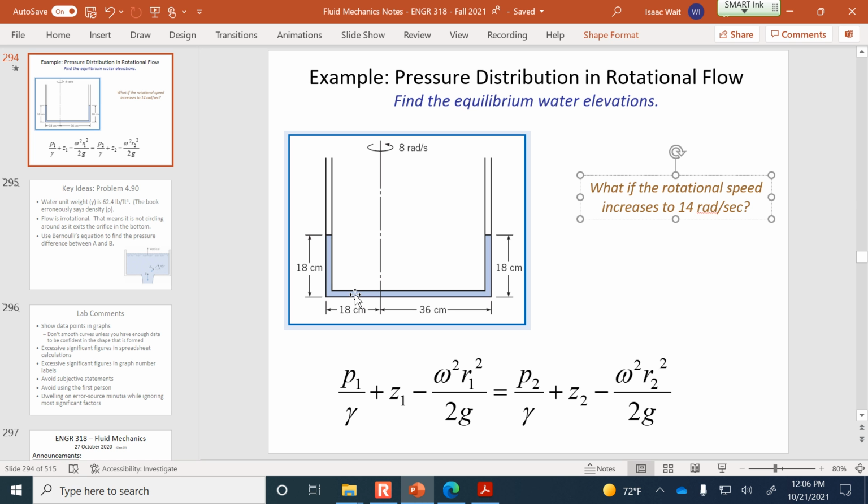So like, for example, if R1 is 9 centimeters, how much water is there over on the right? It's going to be 36 plus 9 because it's retreated 9 centimeters from the 18 that it used to be.